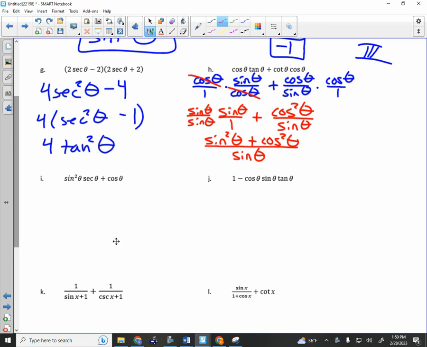And now here's where I can't help you. You have to see it. Sine squared plus cosine squared is 1. Yeah? And what's 1 over sine? Cosecant.